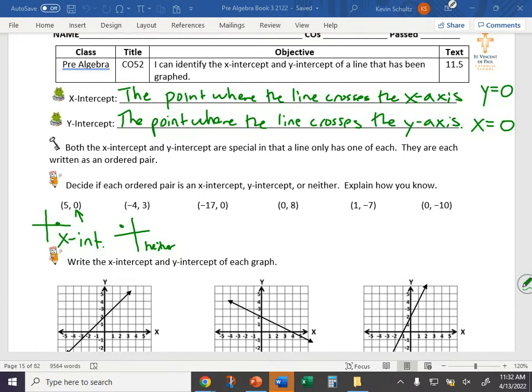X. It is an x-intercept. Okay? Picture where that would be. Negative 17, 0 is on the x-axis. This is your hint, right? Y equals 0, which means that we have not moved up or down at all. Okay? It's an x-intercept.